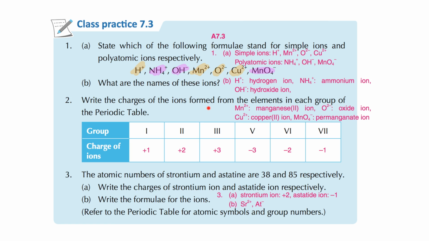Okay, write the charges for the ions formed from the elements in the groups of the periodic table. Group 1, 1 positive. Group 2, 2 positive. Group 3, 3 positive. Okay, and then 5, 6, 7 will go this way. So you may ask, why for the charge of ions, don't they write 2 positive in front of it? Actually, if you write it that way it will be all right. You say 2 positive, 3 positive, okay?